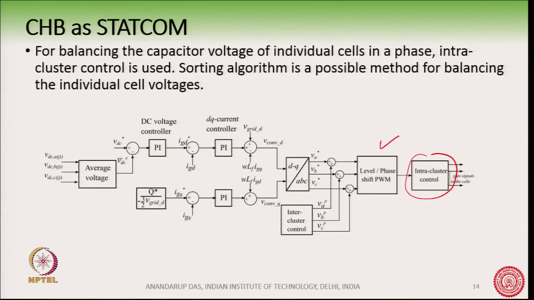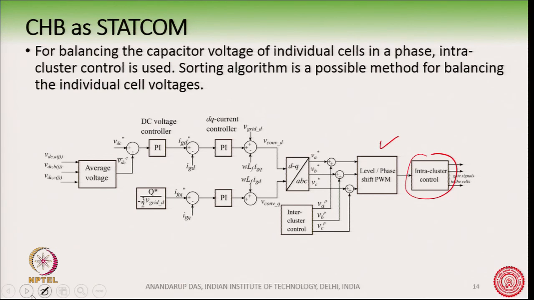We have seen this level shift PWM, but the last part is the intra cluster control. Why intra cluster? We have ensured that in phase A 110 watt goes, but now the question is how do you ensure that each capacitor voltage is at the correct value inside phase A? How do you say that inside phase A all the capacitors are at the same value? Then we do this intra cluster control.